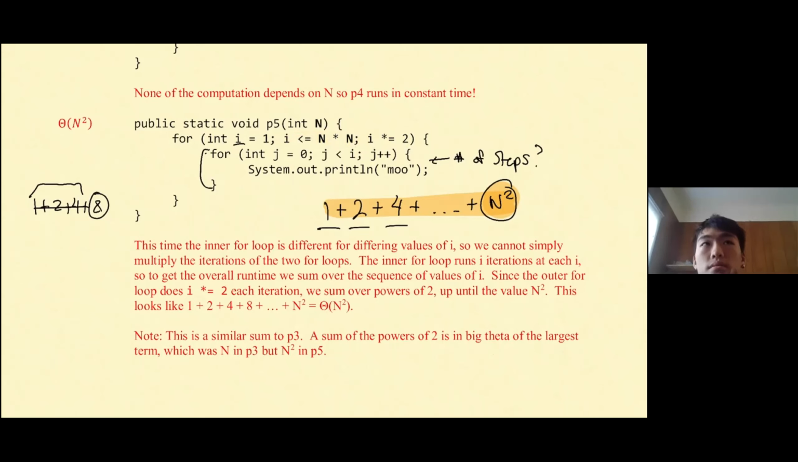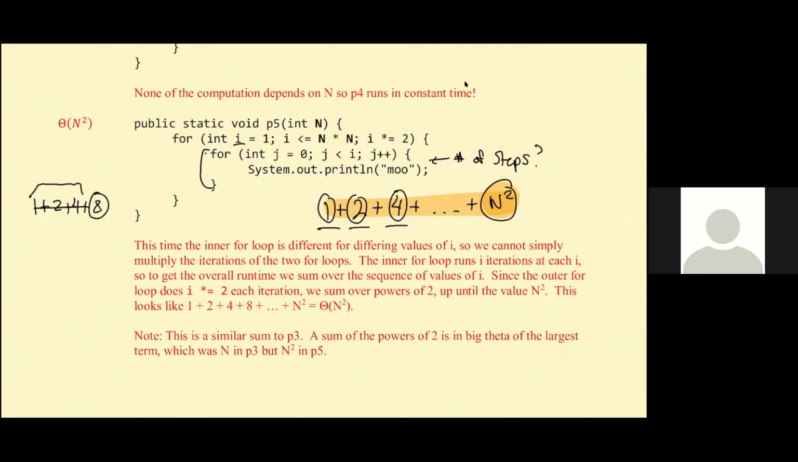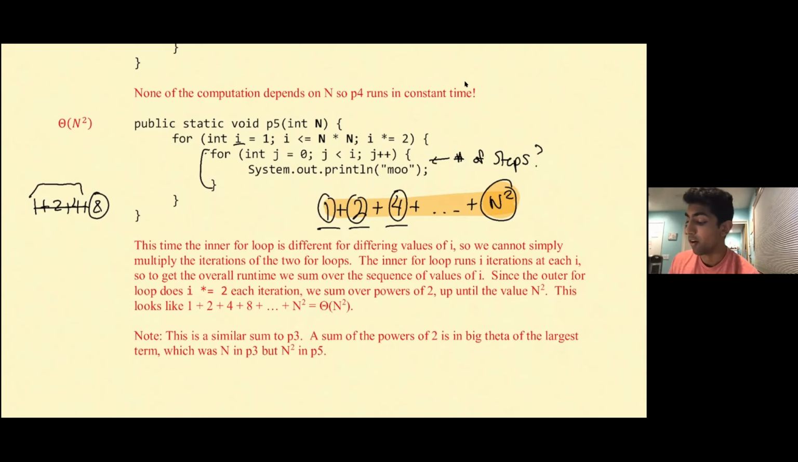Yeah. Just to follow up on that, it seems like we're ignoring the inner for loop in a way. Is that because it's dependent on how i scales? We're not ignoring the inner for loop. The inner for loop is where we get these numbers like 1 and 2 and 4 from, because it runs based on the outer for loop setting i. So when i is equal to 4, we get mu printed out 4 times, and then 4 becomes part of the sum because of that.